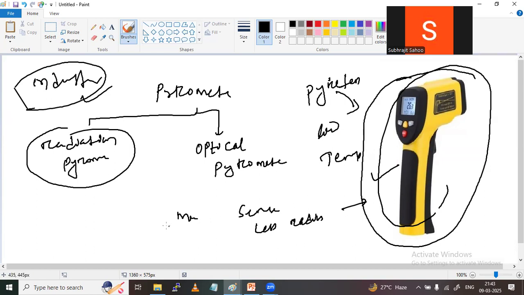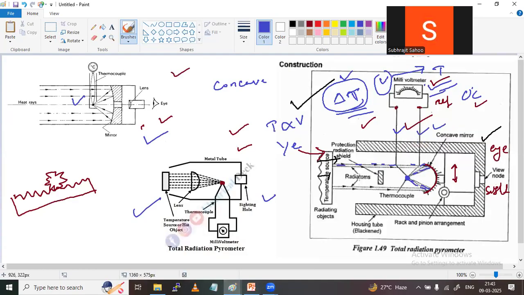But if the radiation quantity is more, the heat quantity is very high, then there is no need to use 2-3 thermocouples. One thermocouple is enough. Like the situations I told, casting industries, glass manufacturing industries, thermal power plant industries. In those areas this kind of instrument is used where temperature is very high. So with one thermocouple, it can give the proper reading of the temperature.